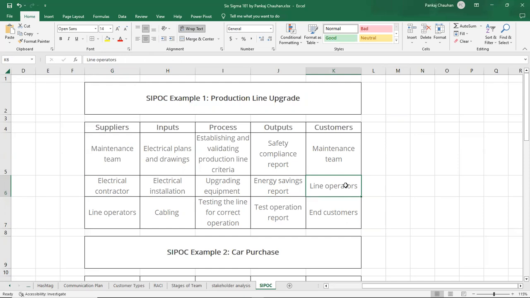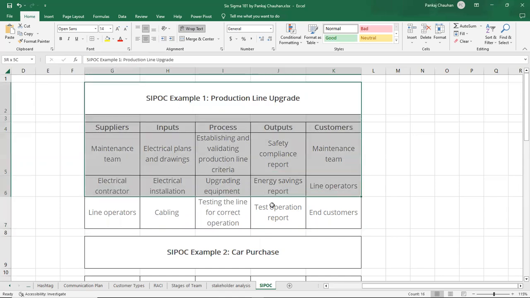Third step may be testing the line for correct operation. You need input as cabling, which will be supplied by the line operator. And after that, you will receive a test report, and the end customer will be using this. This is related to the engineering line upgrade.